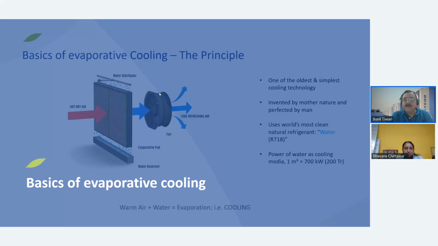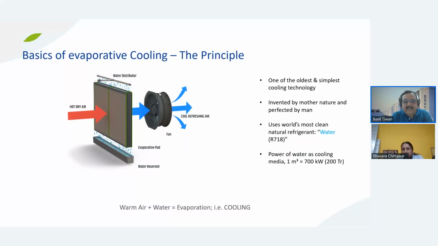Very simple. One of the oldest and the simplest of the cooling technologies. It's invented by Mother Nature, and of course, we human beings have made it perfect to make it usable by the masses. The best part is in evaporative cooling, we are dealing with the world's cleanest and most natural refrigerant. That's water. It's categorized as R718. Water is an amazing coolant. 1 cubic meter, that's 1,000 liters of water, provides cooling equivalent to around 200 tons.